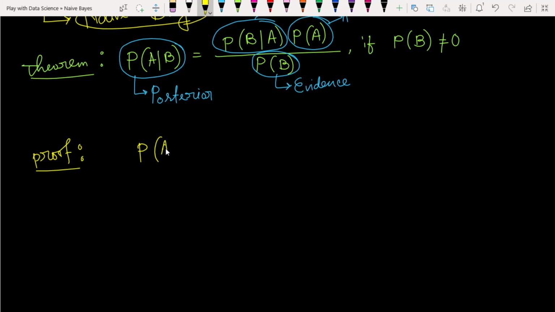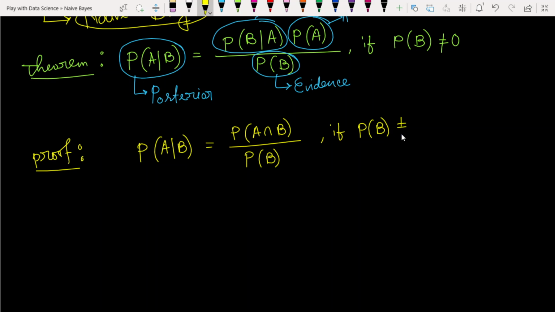First, we already know the definition of conditional probability. It is probability of A intersection B divided by probability of B, if probability of B is not equal to 0. Some authors or books write this term differently, so don't be confused: intersection and A comma B are the same thing, just two different notations.